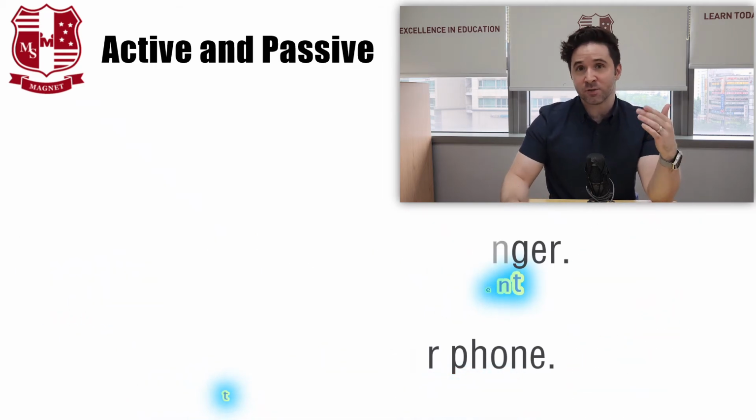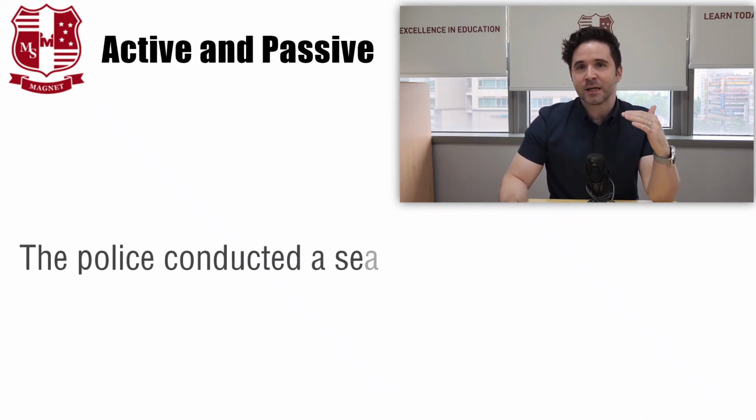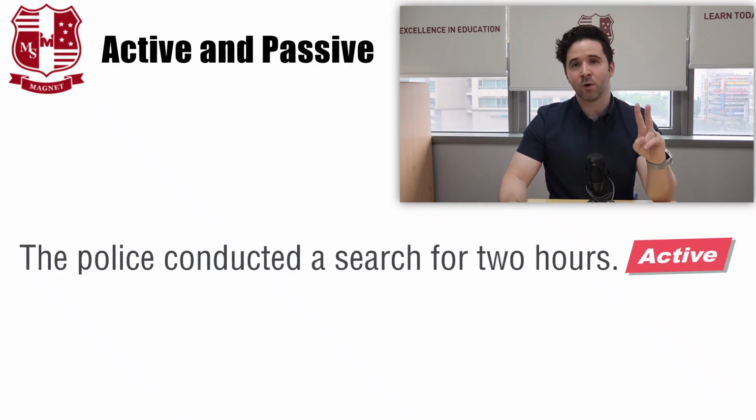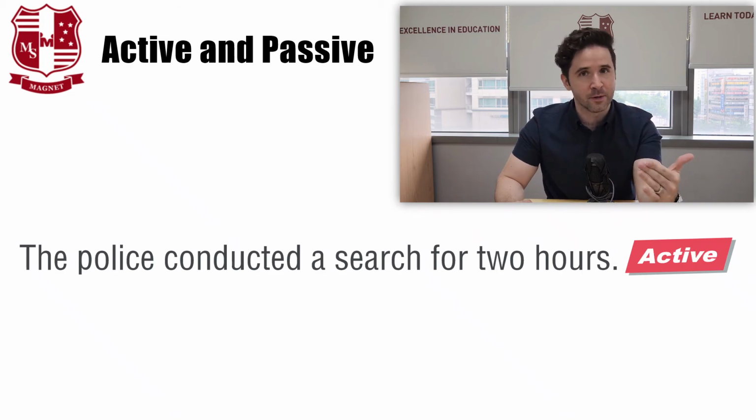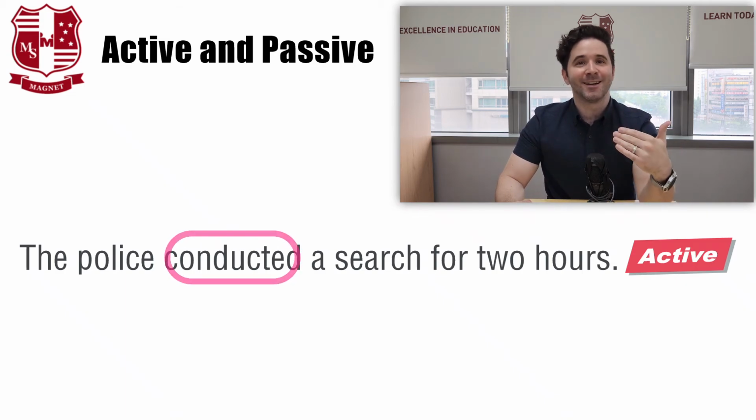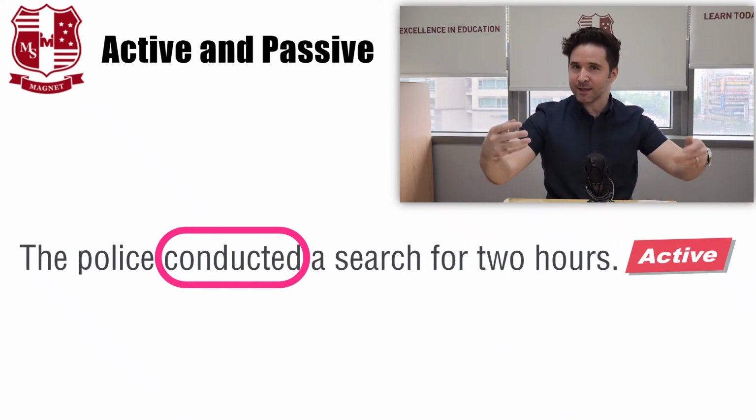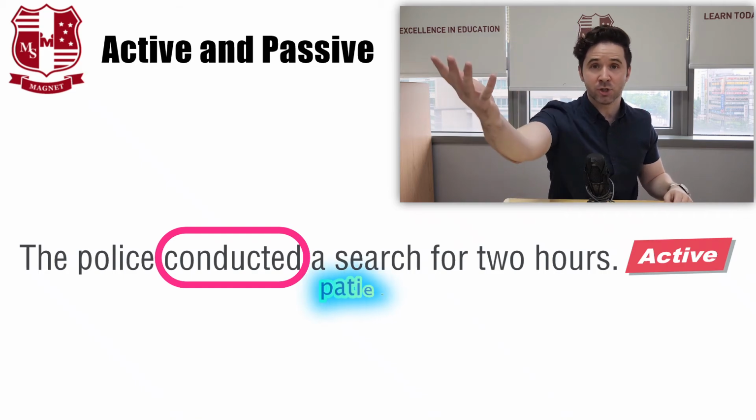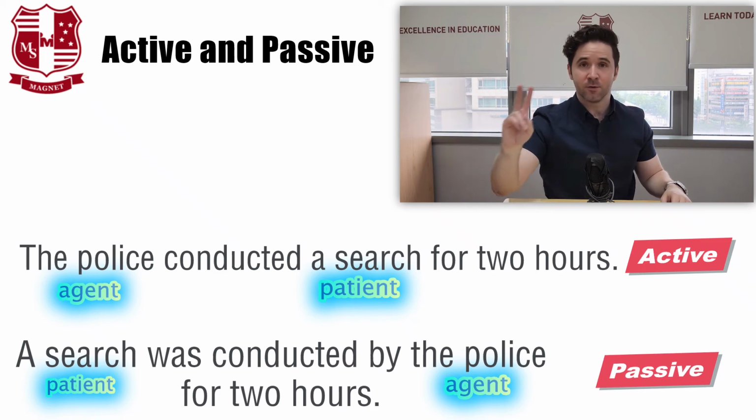Now, let's switch it. Let's do something a little bit trickier. I'll give you an active voice sentence, and I want you to make a passive voice sentence out of it. So, the police conducted a search for 2 hours. We have to make this a passive voice sentence, which means we need to find the patient, the noun that receives the verb. So first, what is the verb? The verb is conducted. Okay, now which noun receives that conducting? A search.